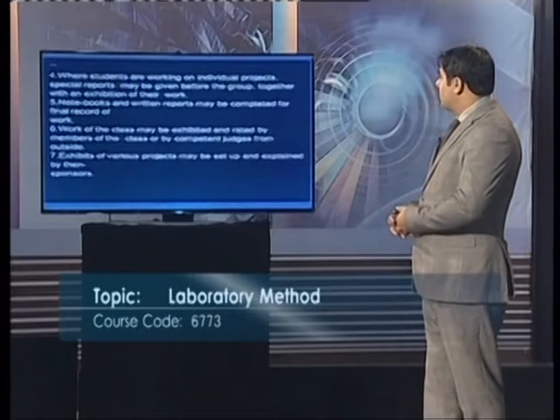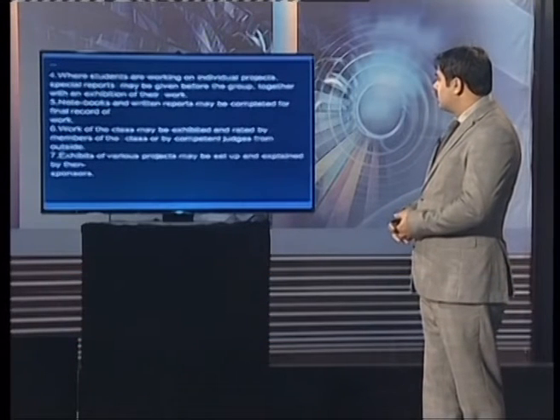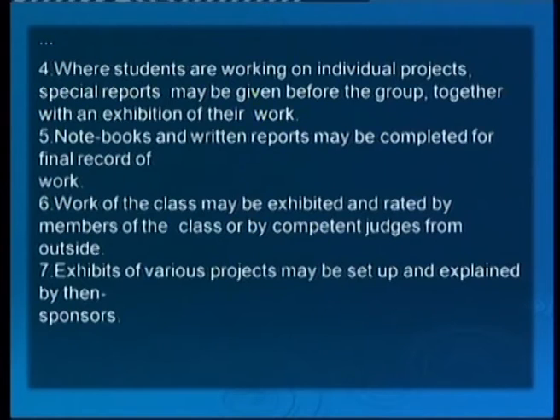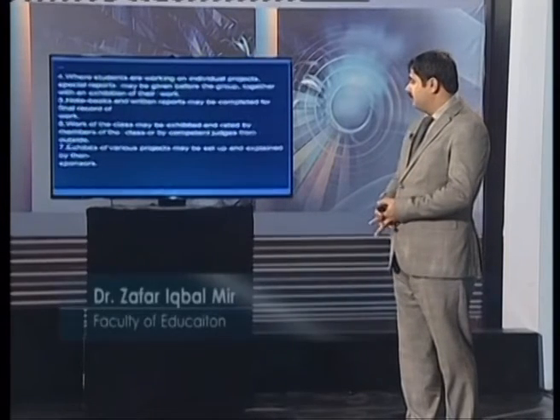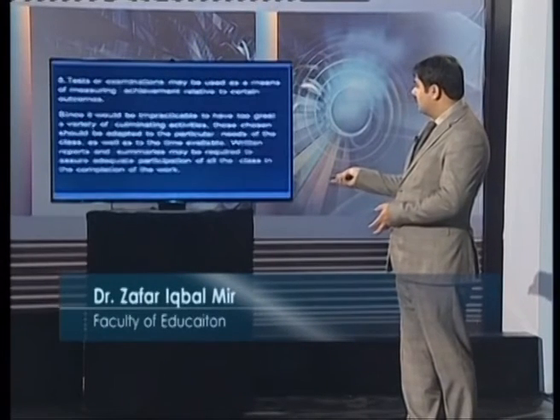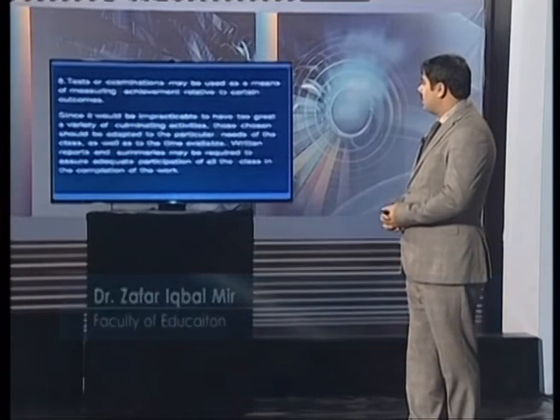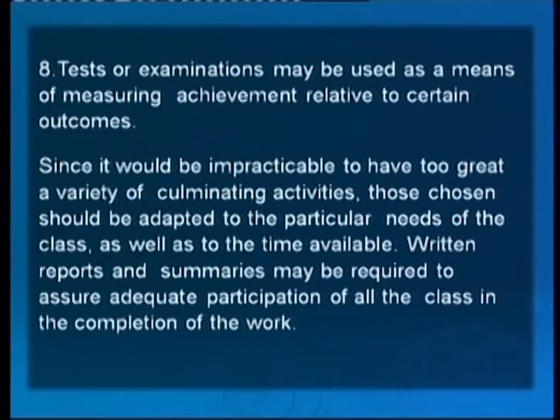Okay. Students are working on individual projects. Special reports may be given before the group together with an exhibition of their work. Notebooks and written reports may be completed for the final record of work. Work of the class may be exhibited and rated by members of the class or by competent judges from the outside. Exhibits of various projects may be set up and explained by their sponsors. At last, tests or examinations may be used as a means of measuring achievement relative to certain outcomes.